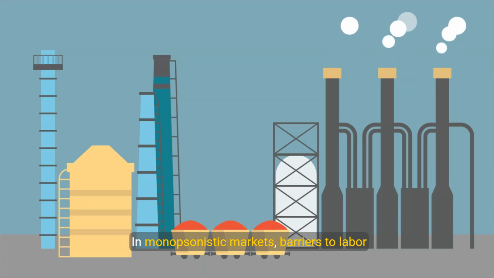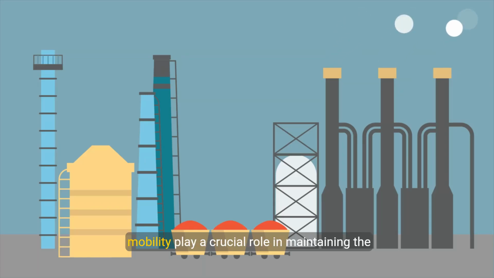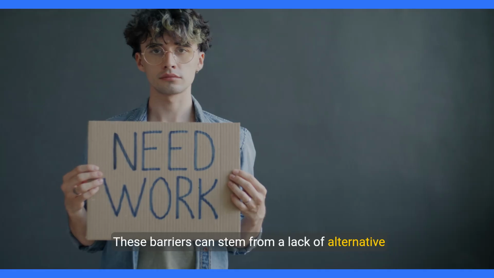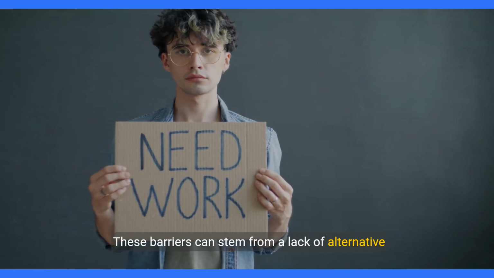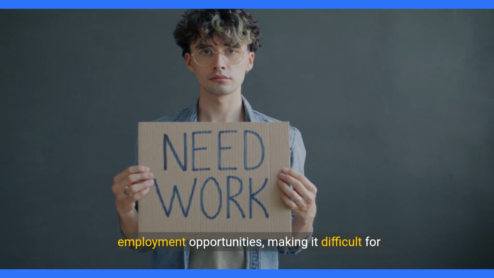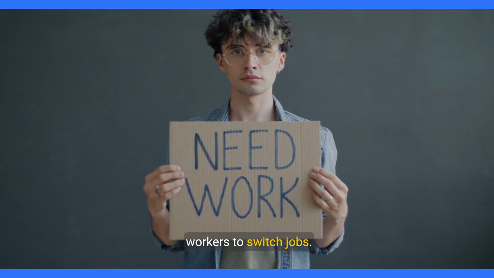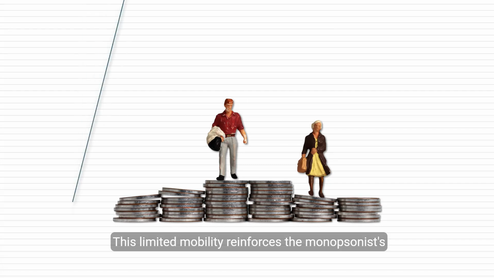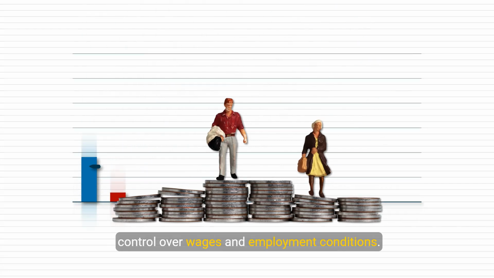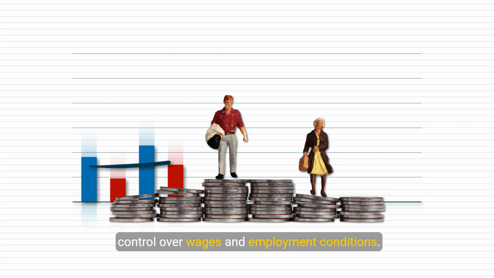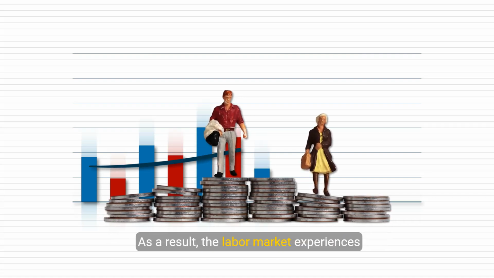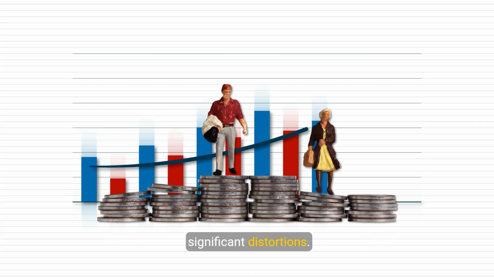In monopsonistic markets, barriers to labor mobility play a crucial role in maintaining the power of the single buyer. These barriers can stem from a lack of alternative employment opportunities, making it difficult for workers to switch jobs. This limited mobility reinforces the monopsonist's control over wages and employment conditions. As a result, the labor market experiences significant distortions.